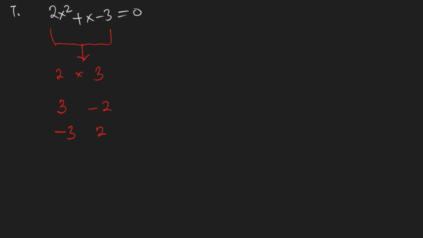What do I do next? I divide by the coefficient of the x squared. So it means x will be equal to minus 3 over 2, or 2 over 2 simplifies as 1. So minus 3 over 2 or 1.